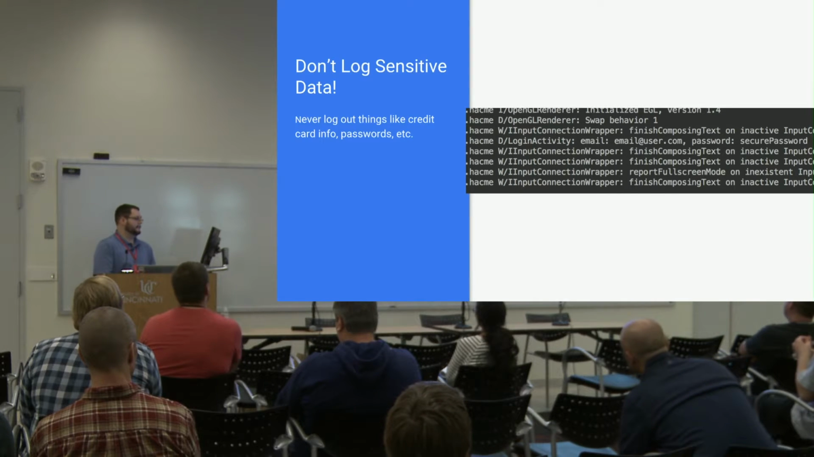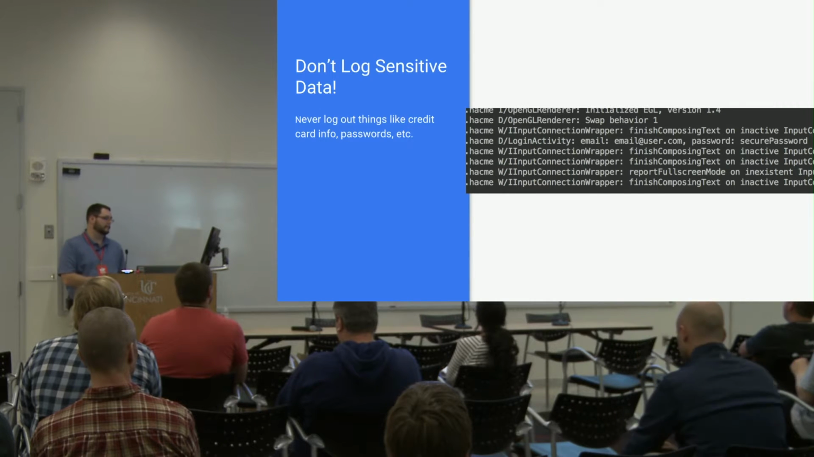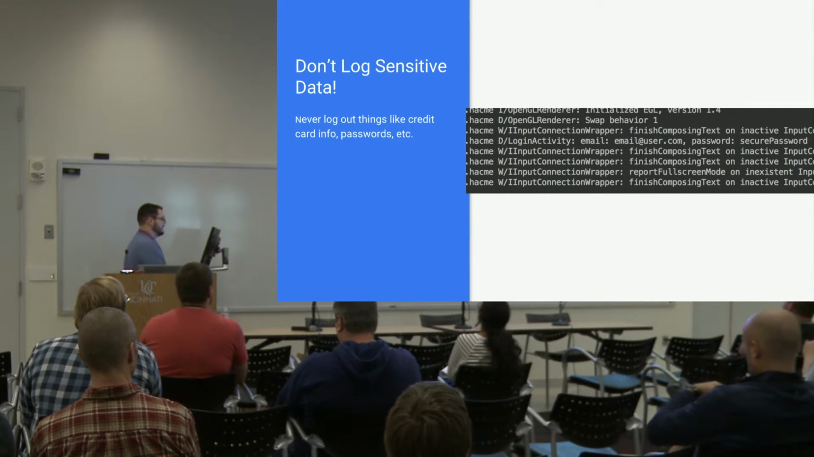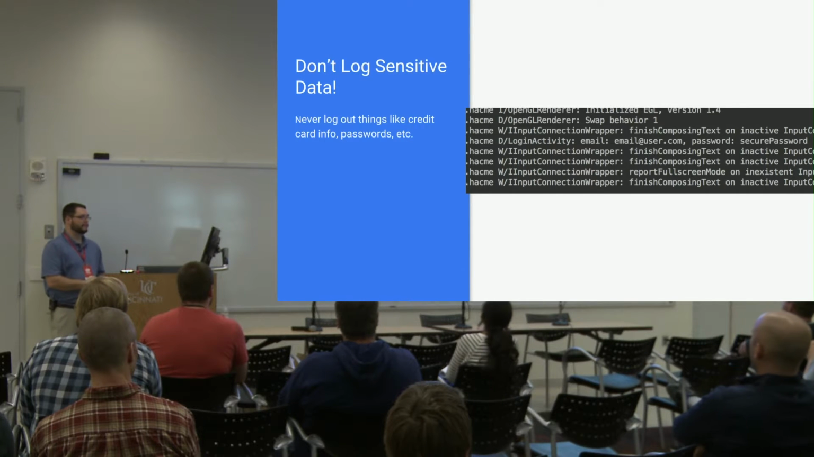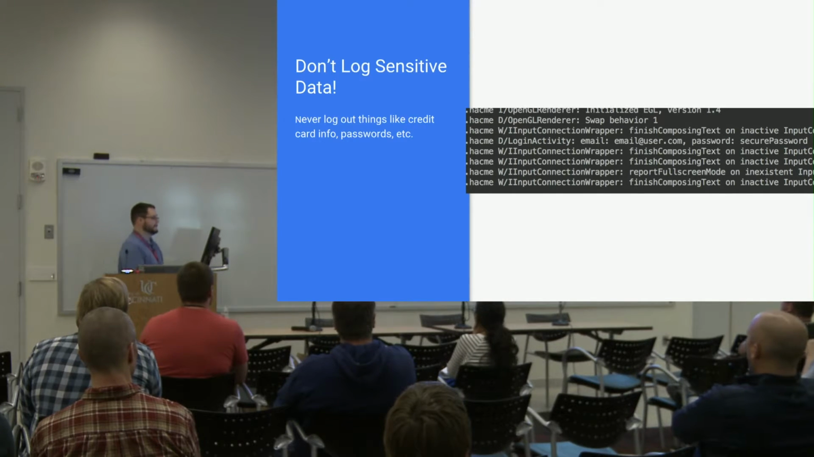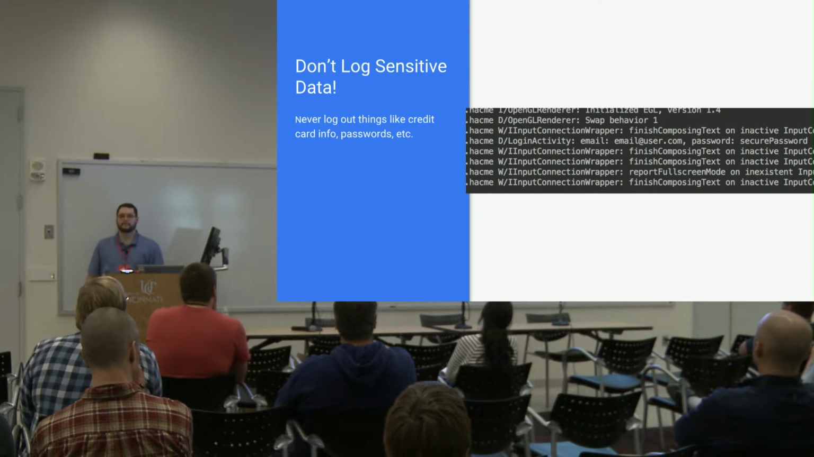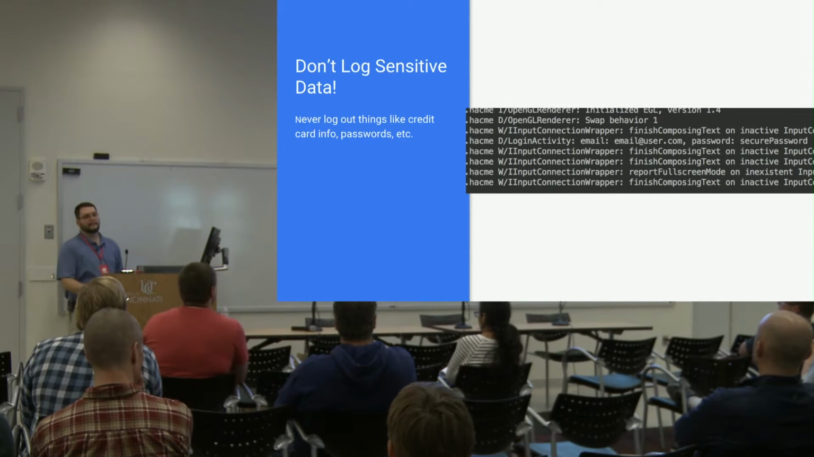Kind of an addendum on this. This is something I had in a prior demo that I've done on some security stuff: never log out things like credit card info or passwords to things like Logcat. So don't log sensitive data. As you can see here, in the login activity, I'm actually logging out the username and password. So the email being email@user.com, password, secure password. Just because it's going to Logcat doesn't mean that attackers can't find those log files and potentially find sensitive information. So don't do that.